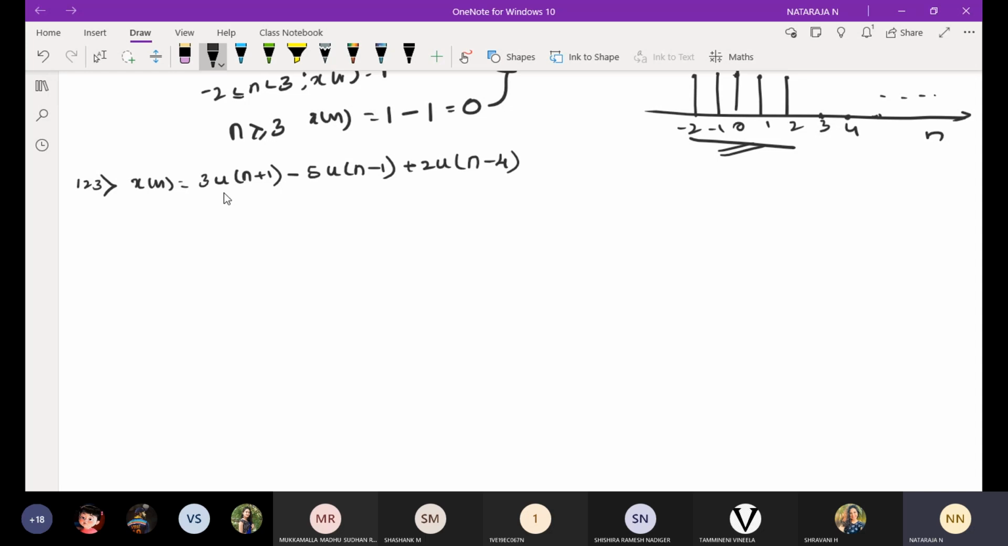See, if you have only u of n, you can try it easily. But here they have changed the amplitude: 3u of n, 5u of n, 2u of n, like that they have given. At this time, we can go for the formula method. It's very easy.